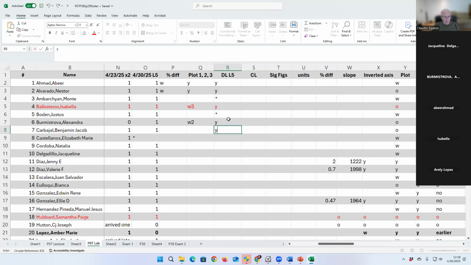You finished plotting. Okay. Did you get the percentage differences of the three slopes? Not yet. Okay, still working on that, right? Okay. Justus, did you download your spreadsheet? Yes. Okay. Did you plot all the three graphs? Yes. Okay. Did you get the percentage difference of the slope of the three graphs? Still working. Okay, good. So let's go to Elizabeth Castellano.